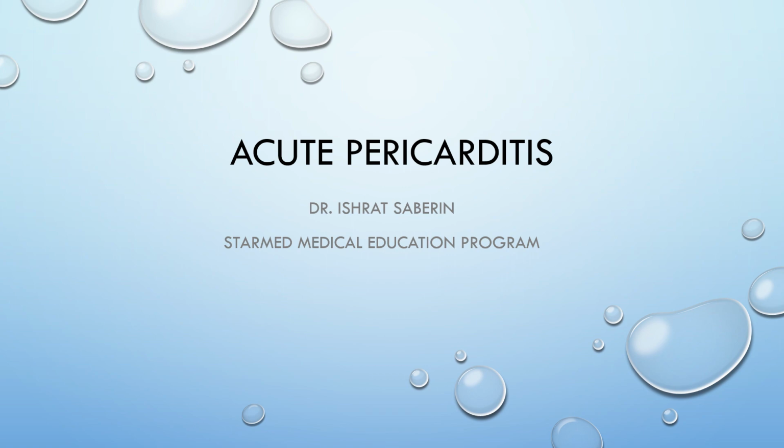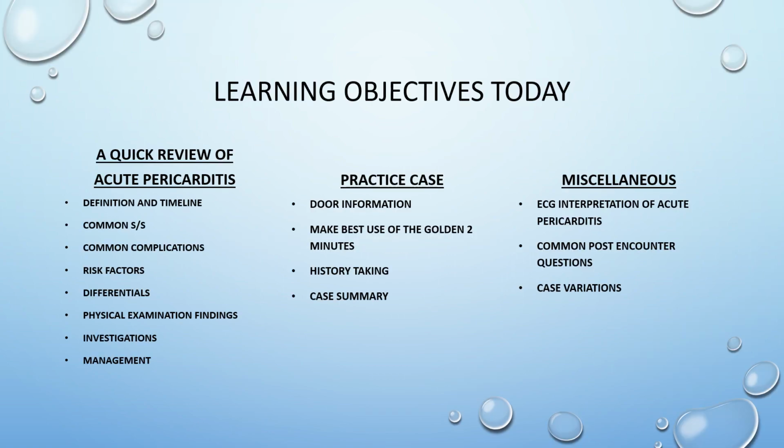So let's begin. The learning objectives for today have been divided into three parts. The first part includes a quick review of acute pericarditis. Here we will discuss the definition and the timeline of acute pericarditis, the common signs, symptoms, common complications, the risk factors, the differentials, physical examination findings, the investigations, and the management.